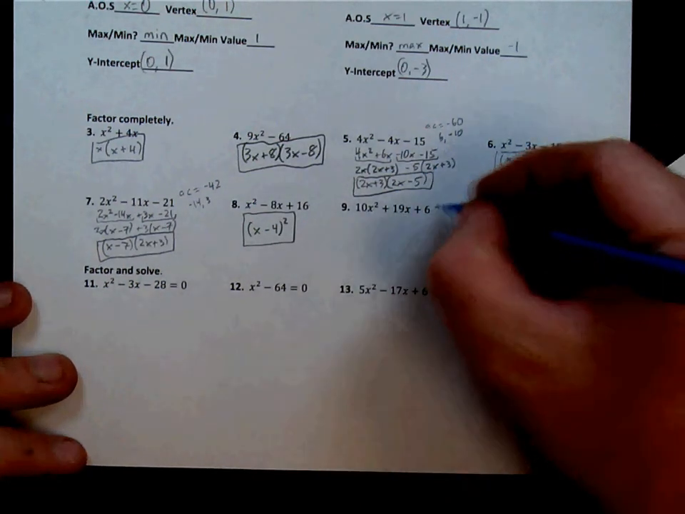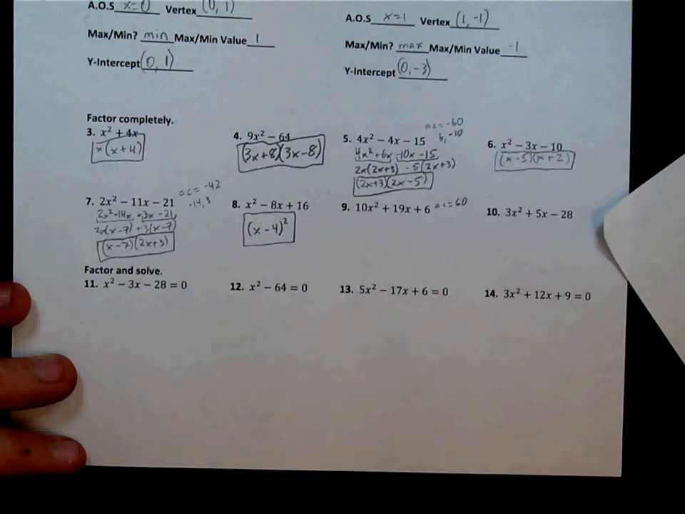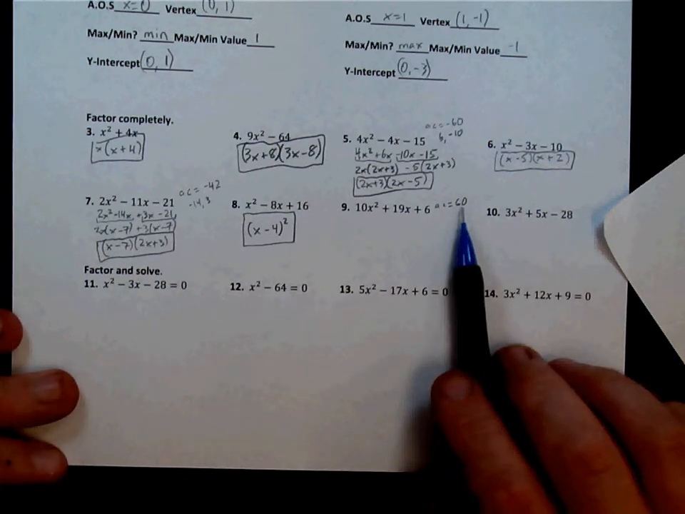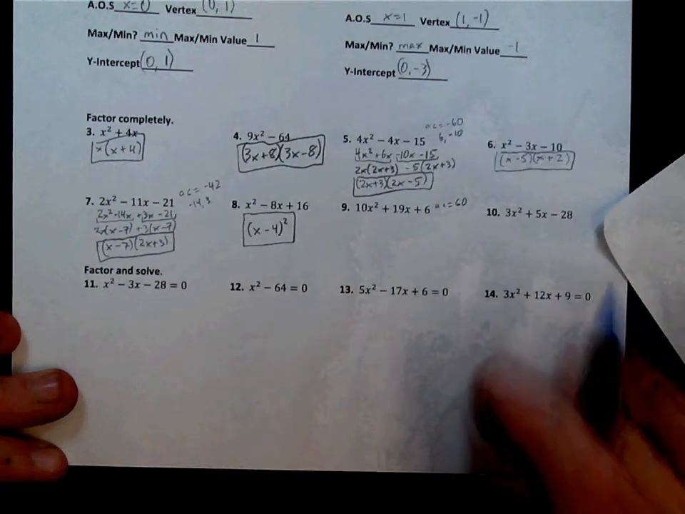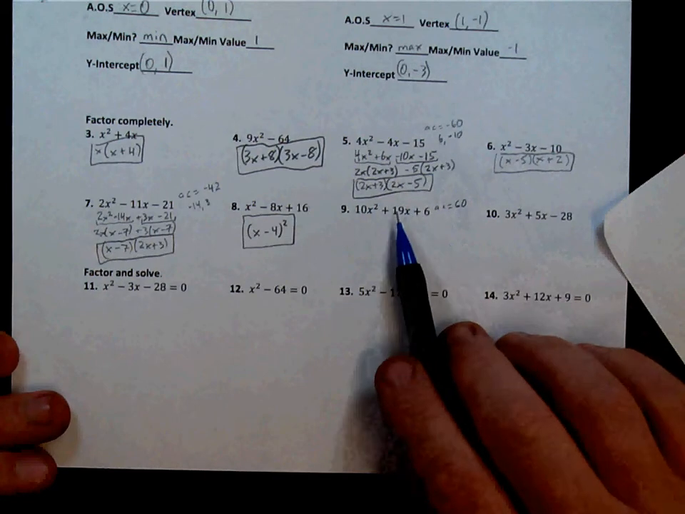Here my AC is 60. Need two numbers that multiply to 60 that add to 19. It's not 6 and 10. Let's see. 3 and 20, 2 and 15. So maybe I should go in order. Sometimes if you have to look at it for a second, you're going to start getting lost. So I'll just kind of go through.